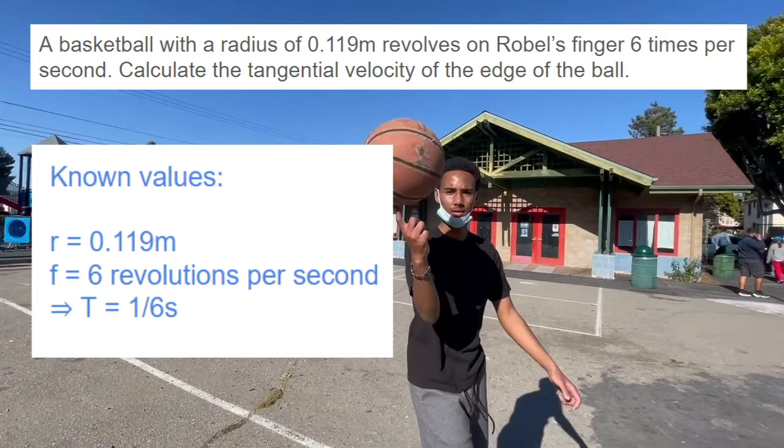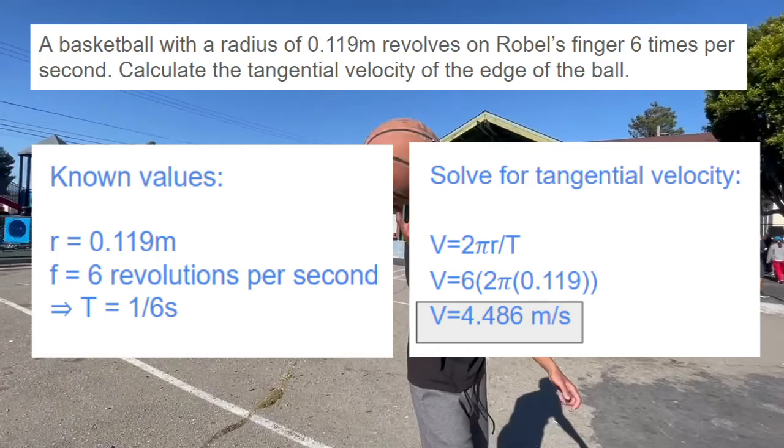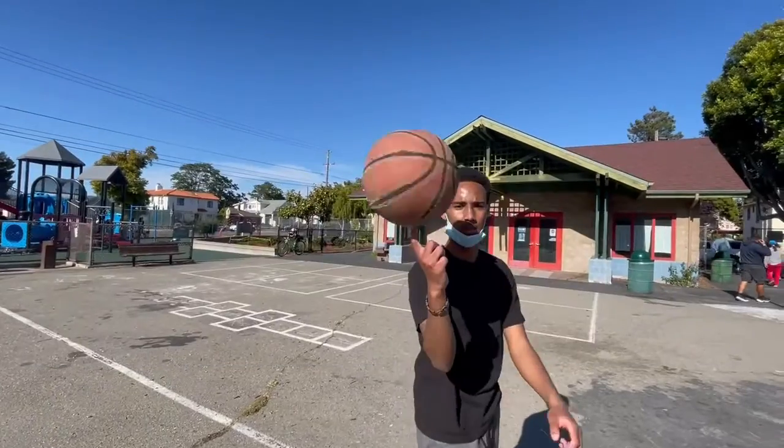We know that the radius of the ball is 0.119 meters, and that the frequency of the ball is 6 revolutions per second. This implies that the period is 1/6 of a second. We can now substitute our known values into the tangential velocity equation. For our final answer, we get that the tangential velocity is 4.486 meters per second.